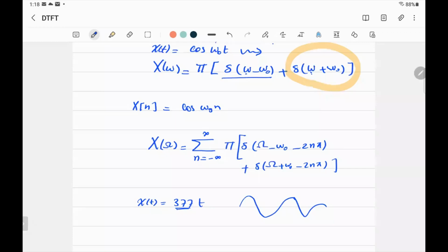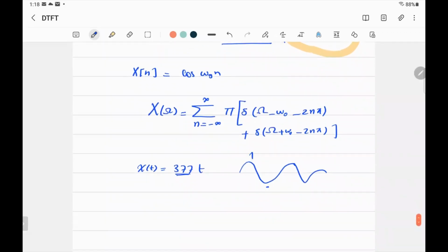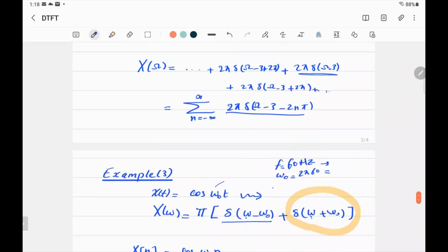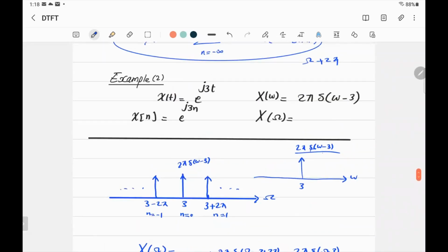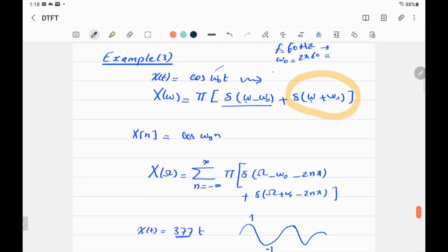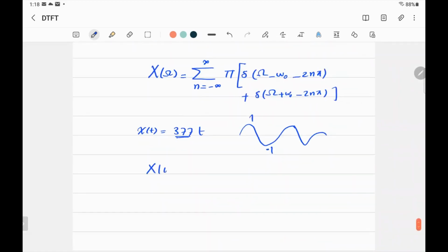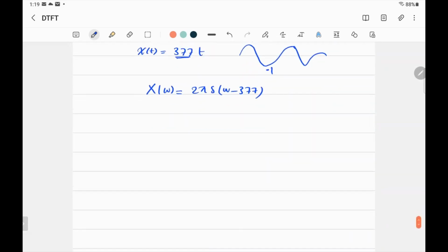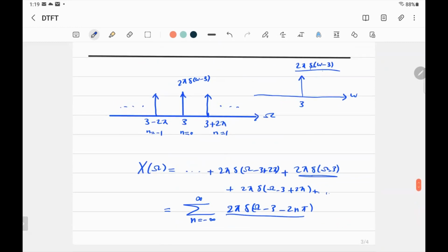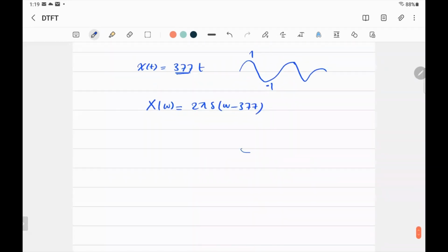What is the spectrum? And by the way, I'm taking the amplitude 1 and negative 1. The spectrum, according to Fourier transform, is equal to 2 pi delta omega minus what? In this case, x omega equal 2 pi delta omega minus 377, right? So when you sketch this, I have only 1 or 2? 1 only. So when you sketch it, it will be like at 377 positive omega, I have pulse height 2 pi.